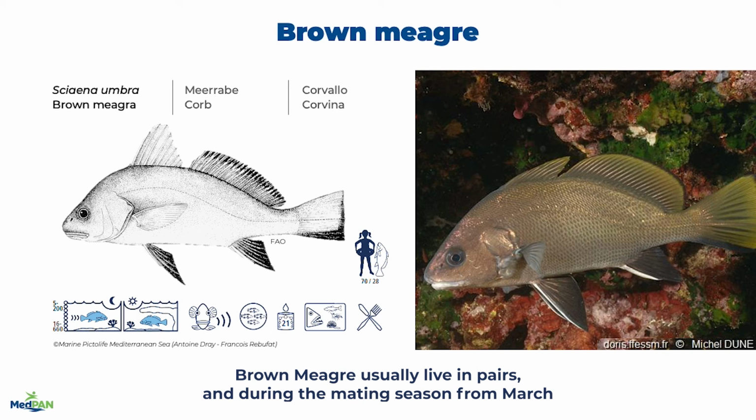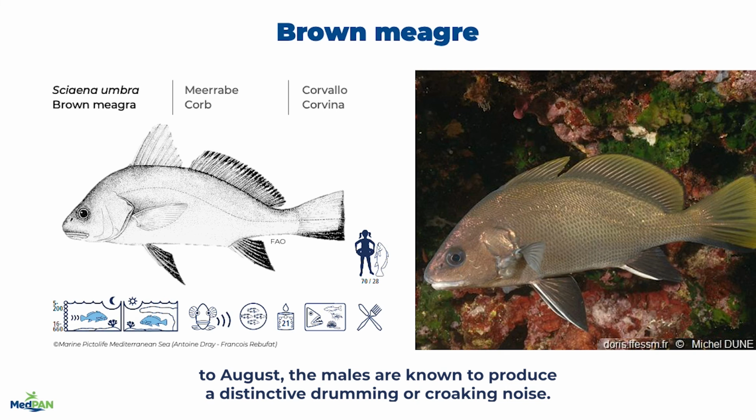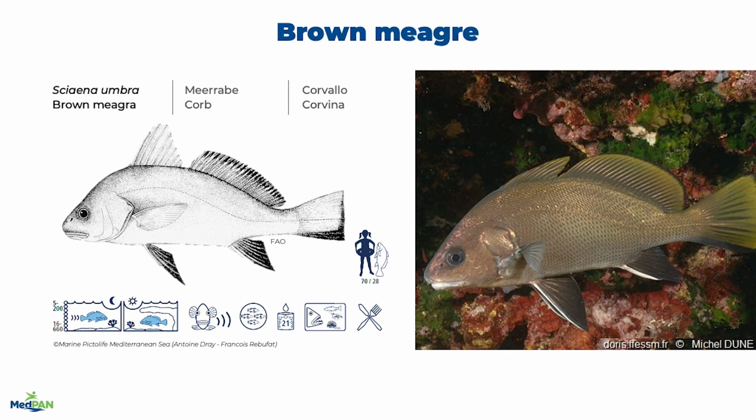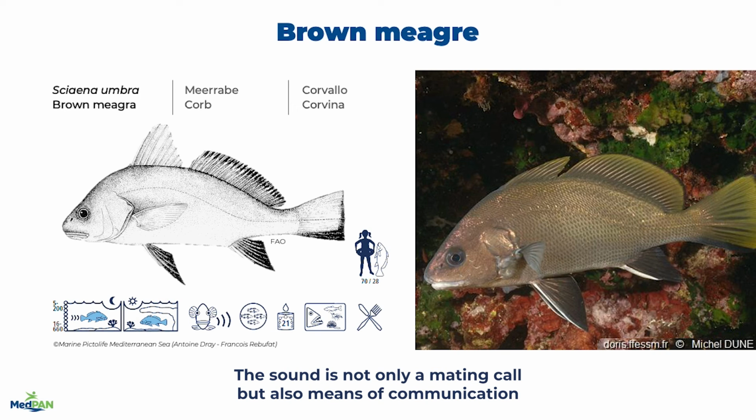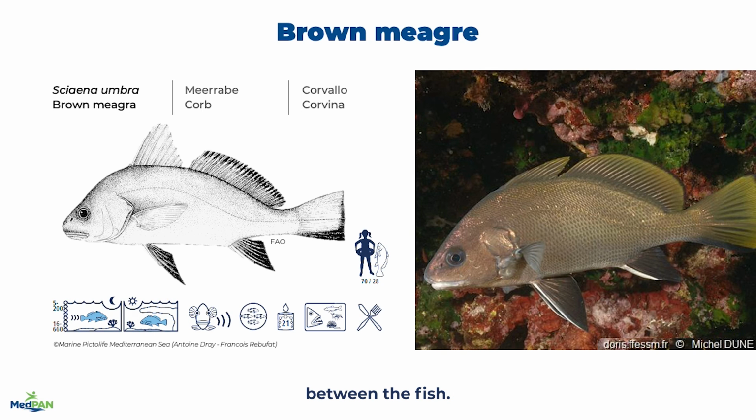Brown meagre usually live in pairs and during the mating season from March to August, the males are known to produce a distinctive drumming or croaking noise. This sound is made using their swim bladder, an internal gas-filled organ that helps control buoyancy. The sound is not only a mating call but also a means of communication between the fish.